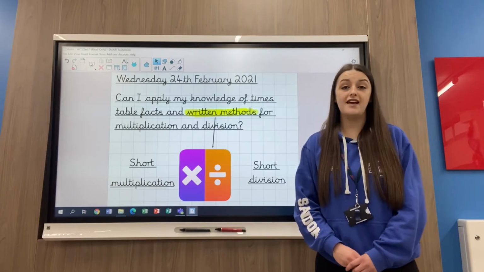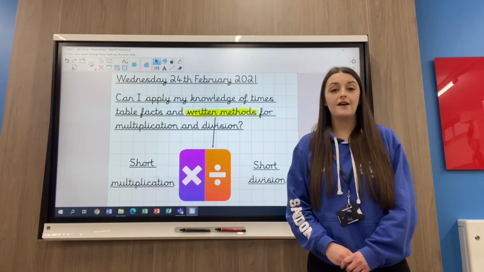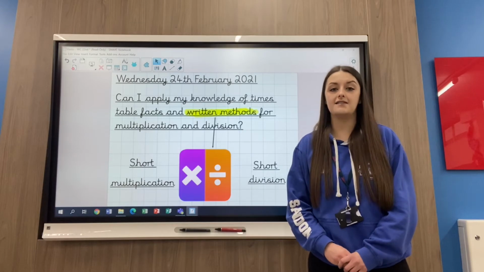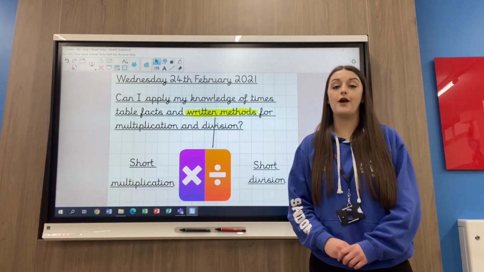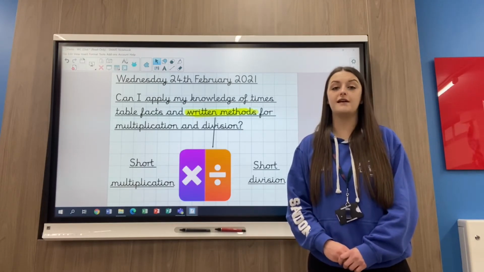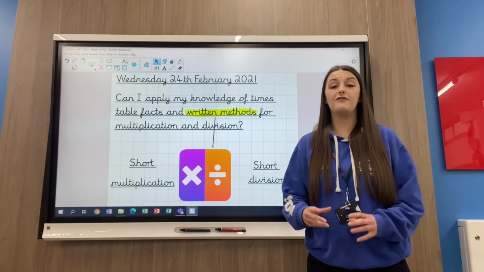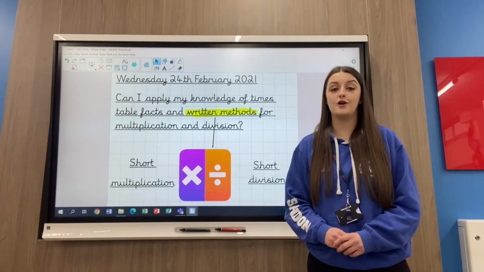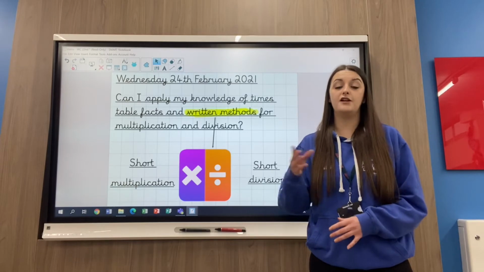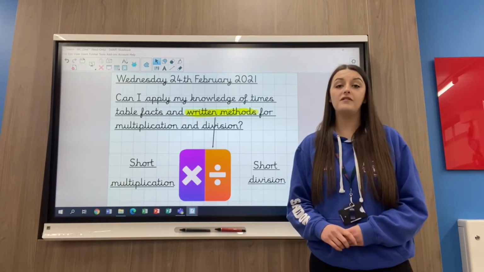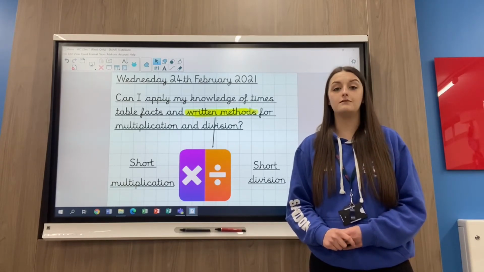Now before we move on to discussing our learning question, I want to give a big shout out to Alfie, David and Seren. Your work yesterday in maths was just fantastic. Your short divisions were brilliant, so well done, I'm really impressed. And lots of you at home were fantastic at short divisions too. I know they were quite tricky, we were learning a new written method, but you all gave it a really good go, so well done.